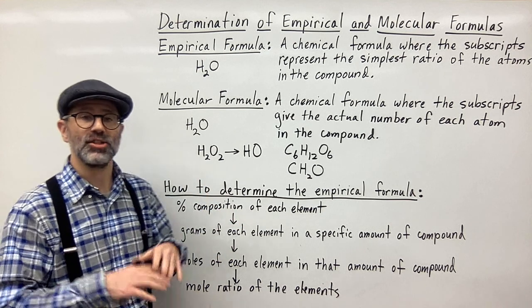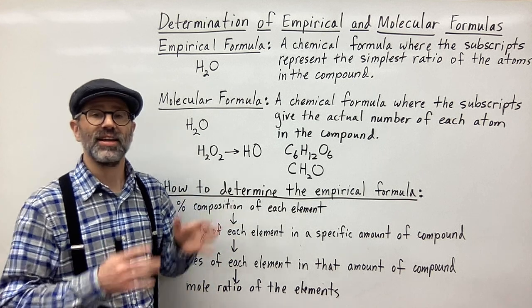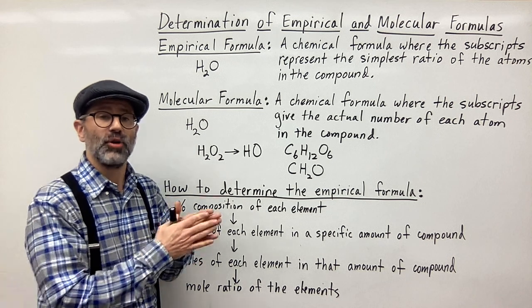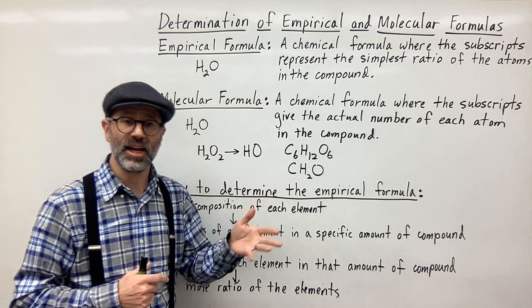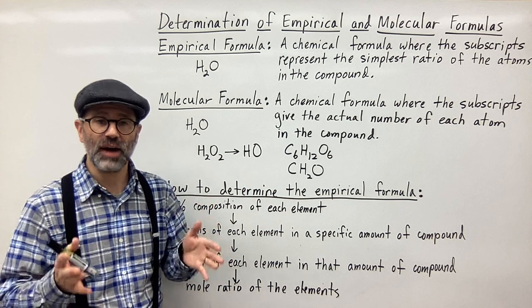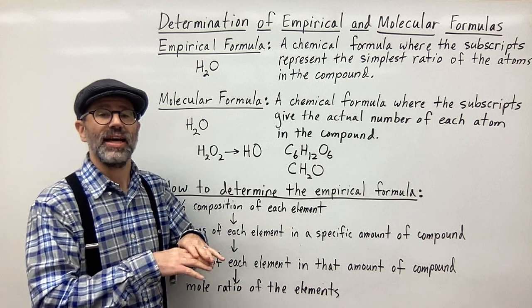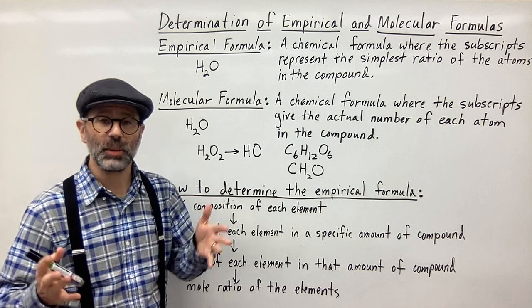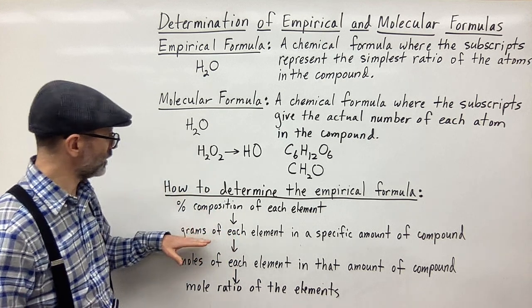So if you just assume 100 grams of your substance, then the percentages all convert to grams. So if you have 12%, change it to 12 grams. If you have 25% of hydrogen, change that to 25 grams of hydrogen. So whatever the percentage of the element you have, that becomes grams because you're assuming 100 grams of your substance. Okay, now you get to grams here.